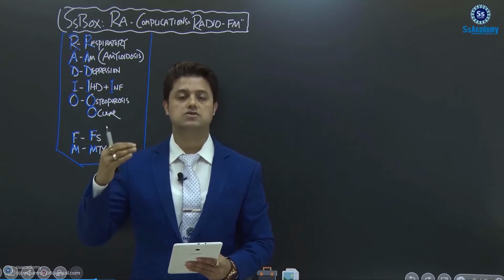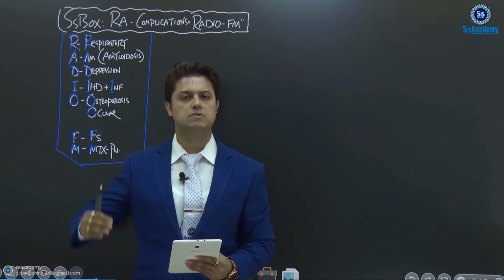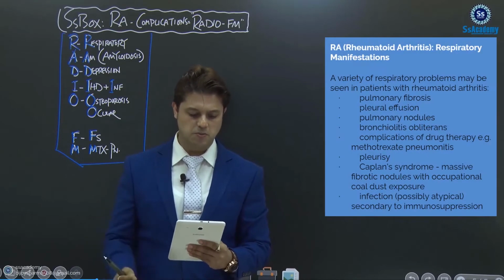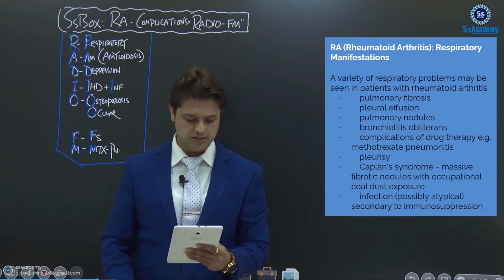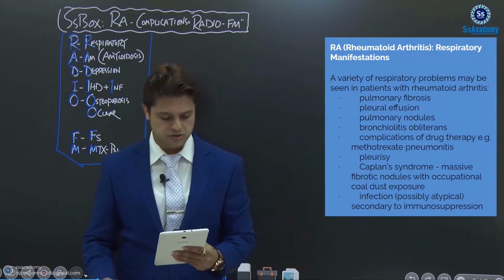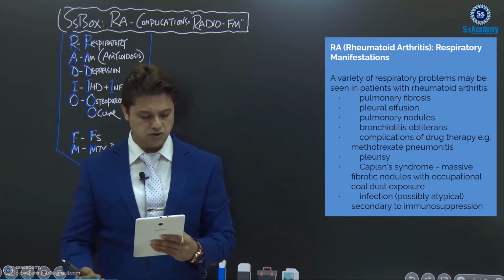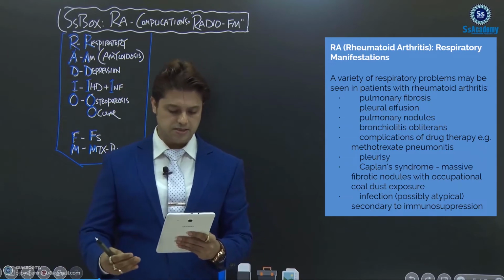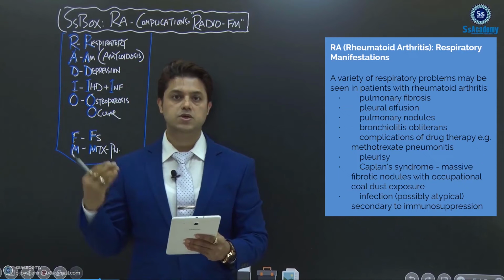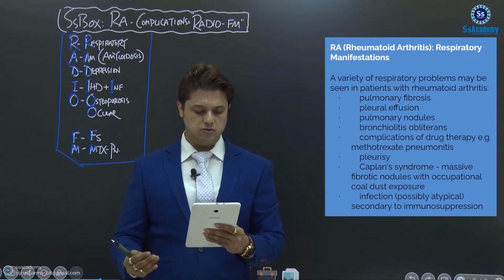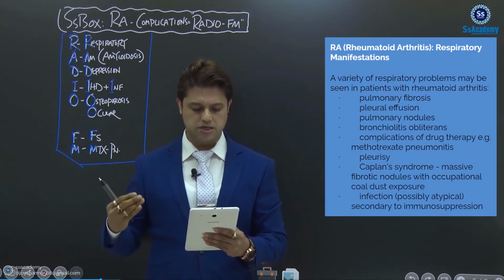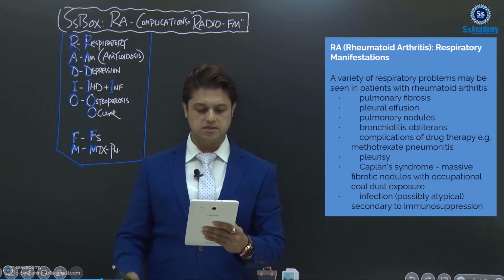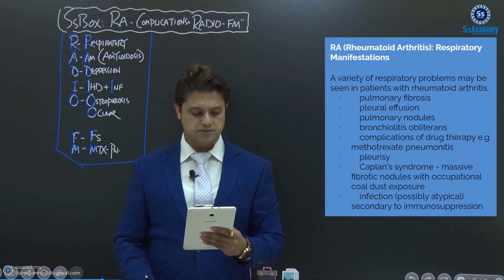Yes, my dear doctor, I'd like to talk a little bit further about the respiratory complications altogether, following what is written. A variety of respiratory problems may be seen in patients with rheumatoid arthritis, starting with pulmonary fibrosis, pleural effusion, pulmonary nodules, bronchiolitis obliterans, complications of drug therapy like pneumonitis, meaning methotrexate pneumonitis, pleurisy, Kaplan syndrome, massive fibrotic nodules from occupational dust, coal dust exposure, and infection, possibly atypical, secondary to immunosuppression.